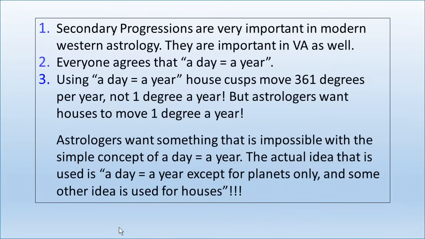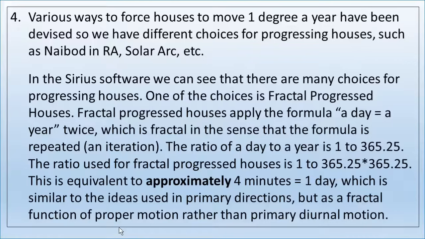Let's move forward to the fourth point, is that astrologers have come up with many different ways to force the houses to move 1 degree a year. And some of these, the most popular one used nowadays is called Naibod, or more officially Naibod in Right Ascension. Some people use Solar Arc.